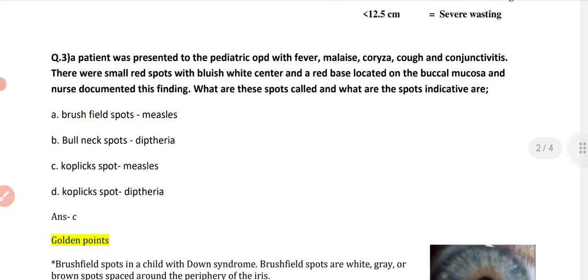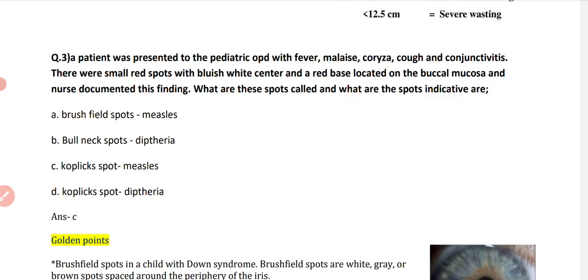Our next question is, a patient presented to the pediatric OPD with fever, malaise, coryza. Coryza is nothing but cold, which is commonly seen in children. Okay, fever, malaise, coryza, cough, conjunctivitis. There were small red spots with bluish white center and a red base located on the buccal mucosa, and the nurse documented these findings. What are these spots called, and what do these spots indicate?